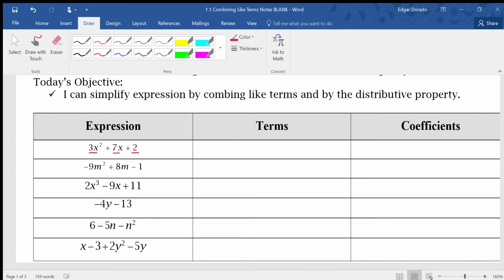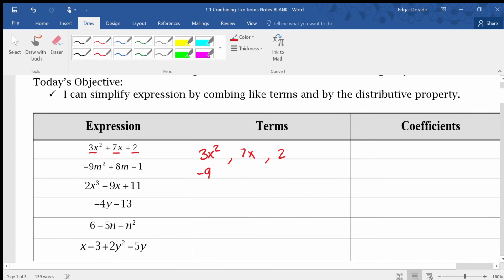So let's go ahead and write some of those down. We have 3x squared, comma, 7x, and also a positive 2. We're going to do the same thing for the rest of these expressions and figure out how many terms we have, and then eventually what the coefficients of each of those terms are. So let's go ahead and write these down.